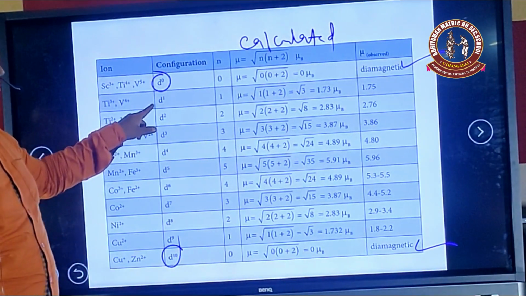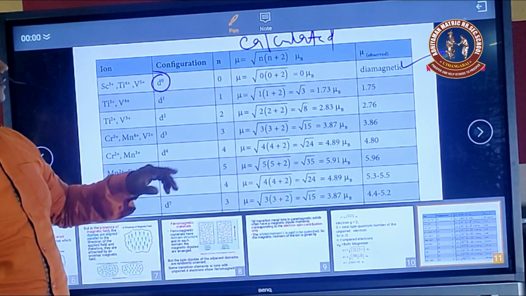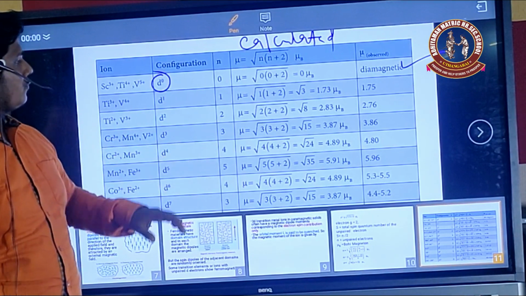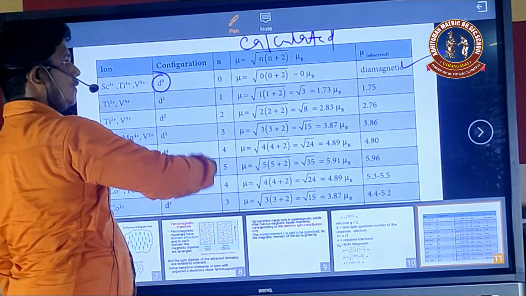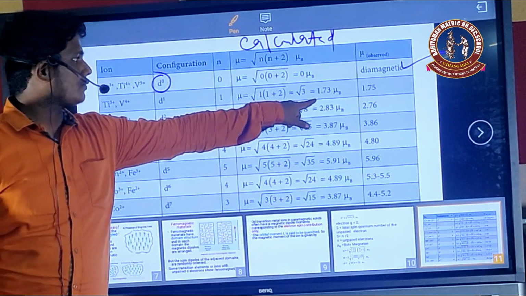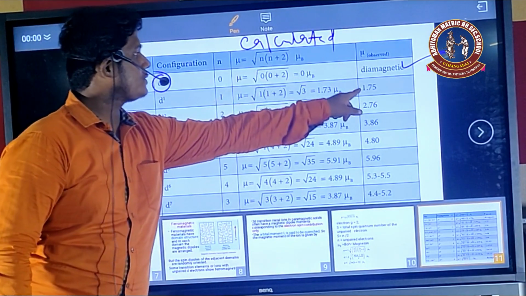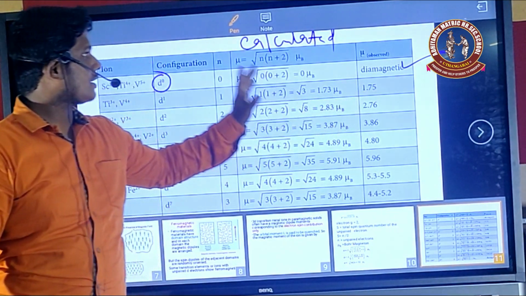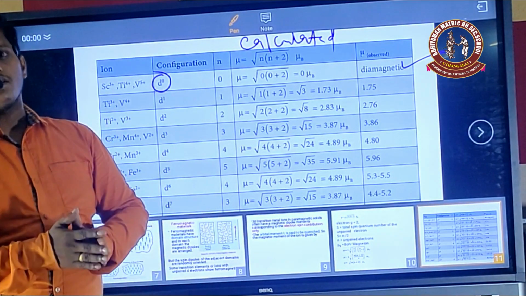Now you take d1, d2, d3, d4 configuration. The presence of unpaired electrons, n equal to 1, 2, 3, 4, 5. You substitute this value, so we get mu equal to 1.73 Bohr magneton. It is a calculated value, and then the observed value is 1.75. The calculated value and the observed value are close to each other.